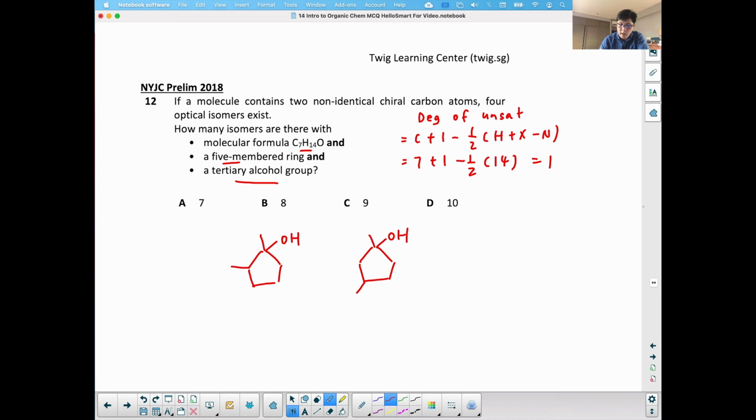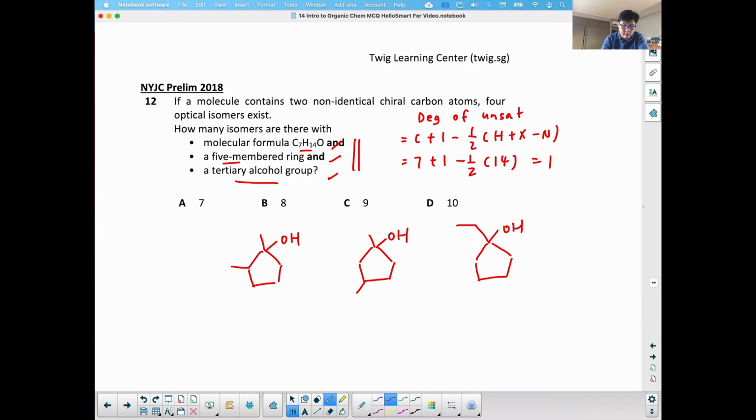All right, and the last one I could possibly draw. So how many isomers do you need to fit into all these formulas, right? The last one that I could possibly draw is actually still a tertiary alcohol, and it will have 2 carbons over here, right? So it fits into a 5-membered ring tertiary alcohol, with this molecular formula. All right, so how many isomers are there?